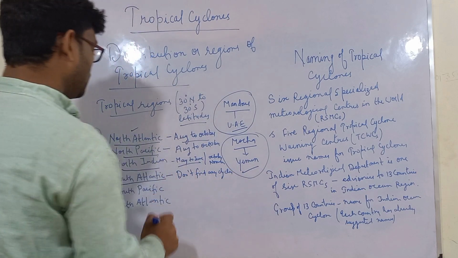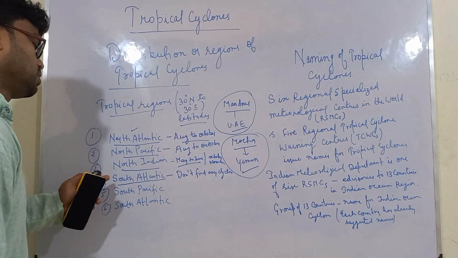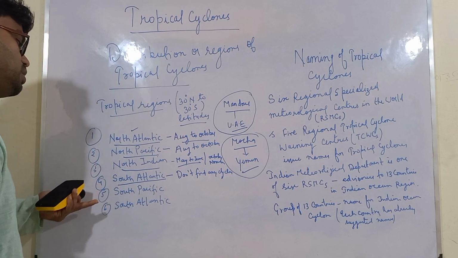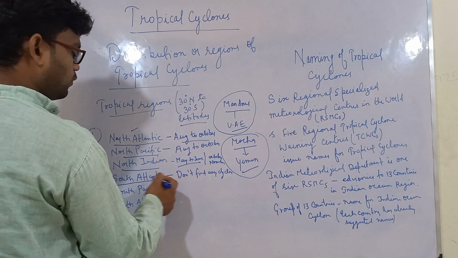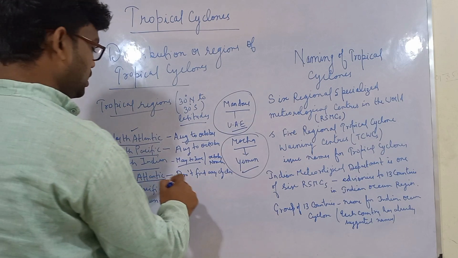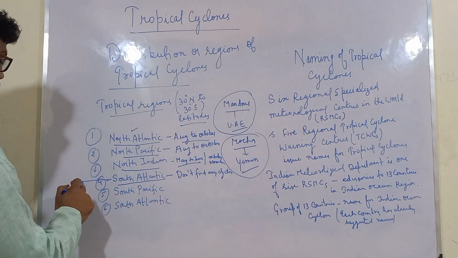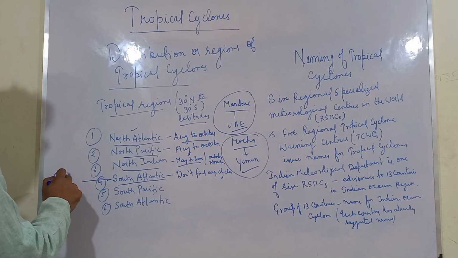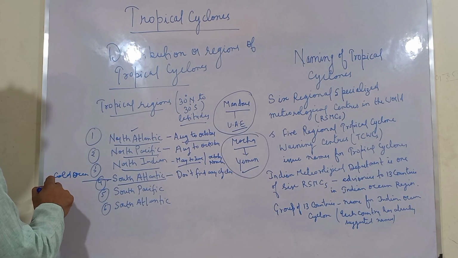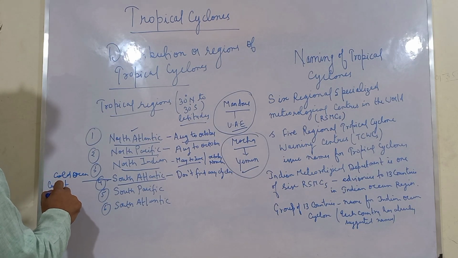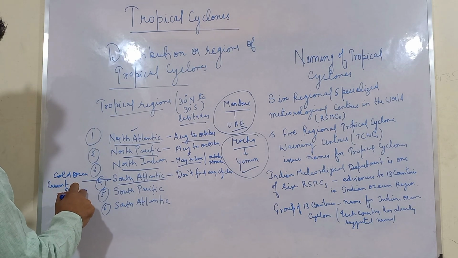So do remember that direct objective questions are asked that in which of the following oceans we generally or hardly find any cyclones, then that is South Atlantic. Why we don't find any cyclones here in South Atlantic? Due to presence of cold water current, cold ocean current, that is known as Benguela.